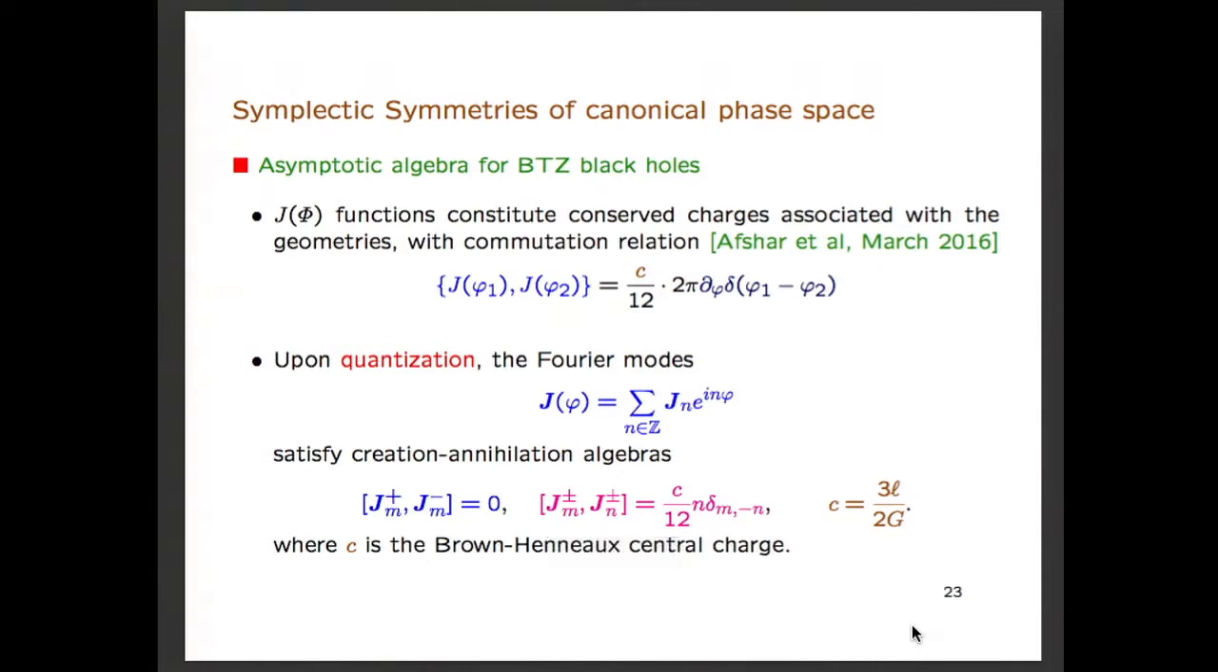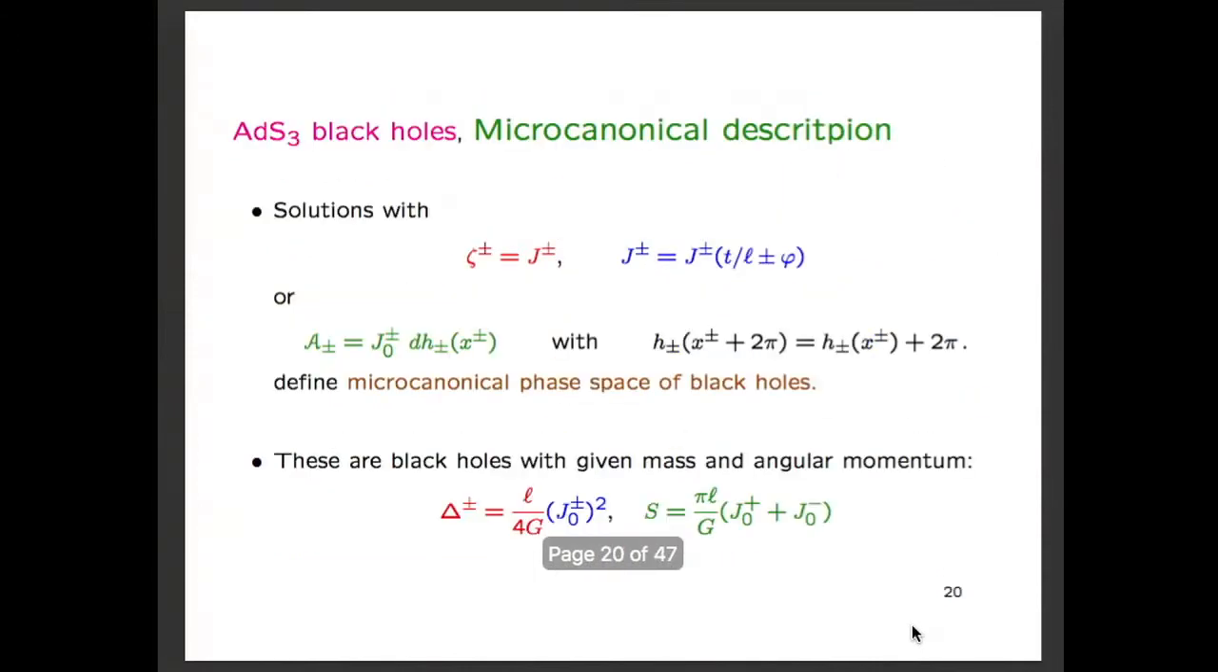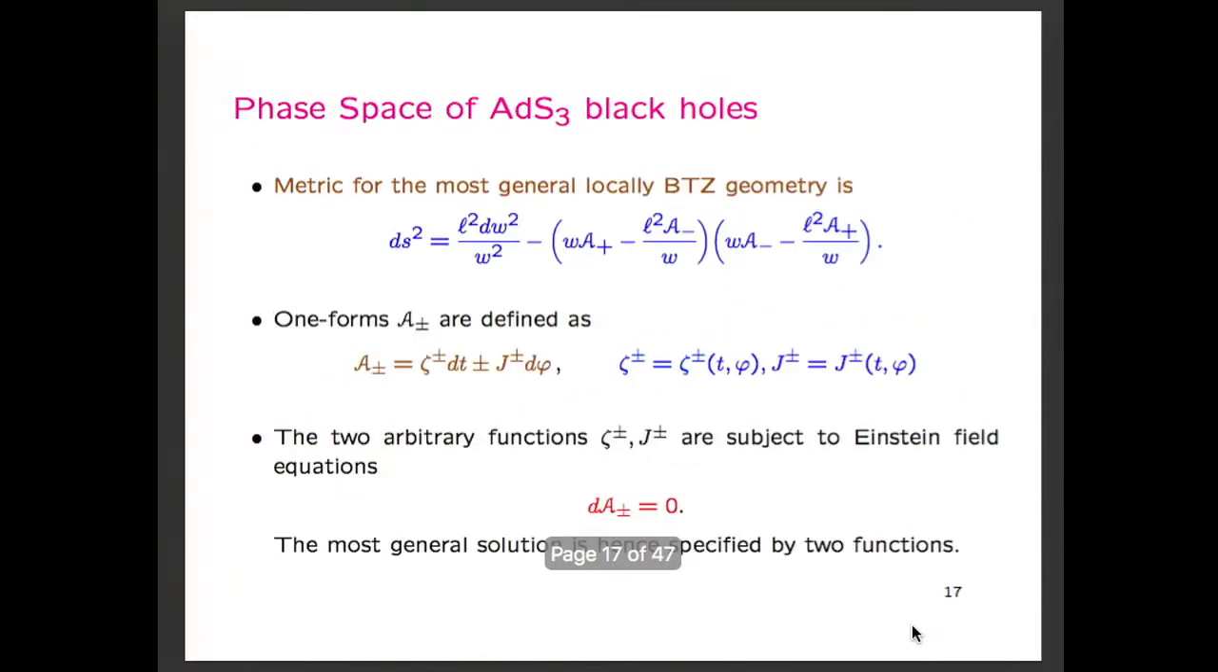Okay. So there are different ways of saying this. The way I present it here is that I have a set of geometries, so you can replace this A plus and A minus by these J's eventually. And we have a phase space of solutions. And you can ask what are the transformations on this phase space which keep the symplectic structure intact.